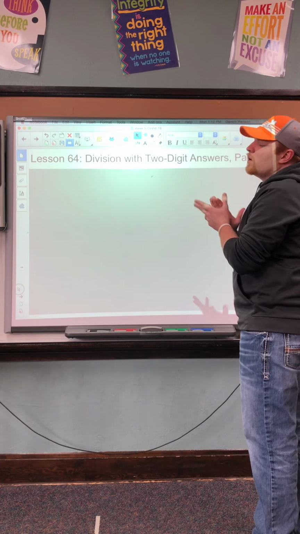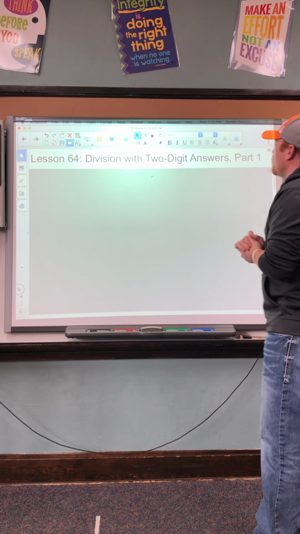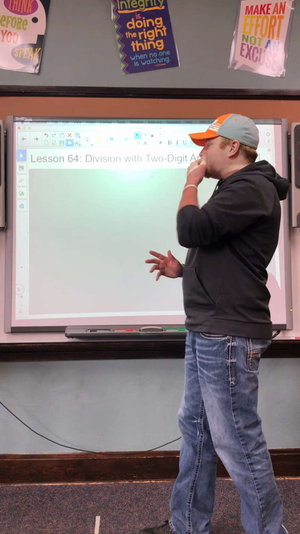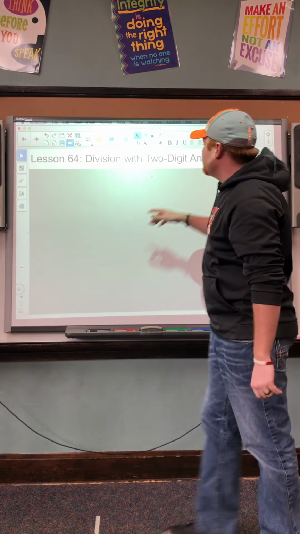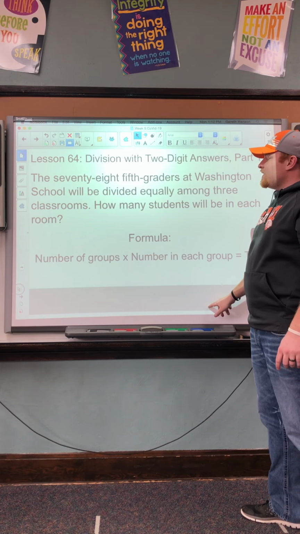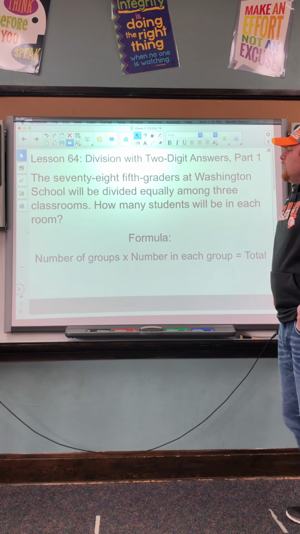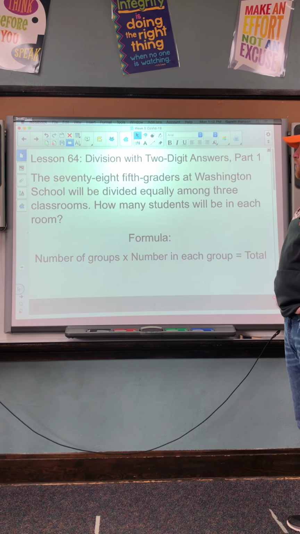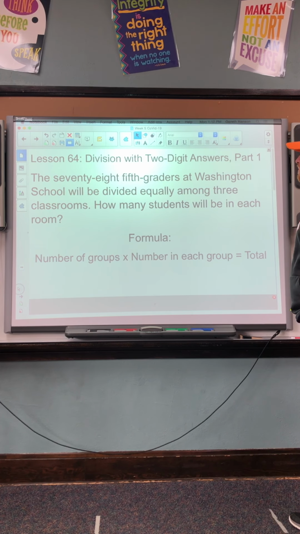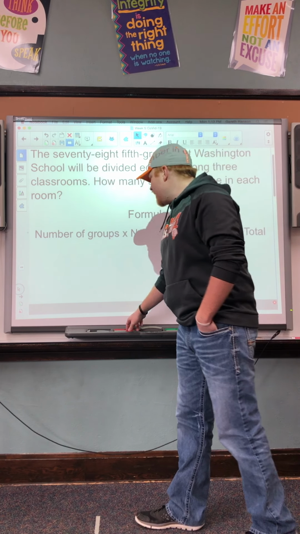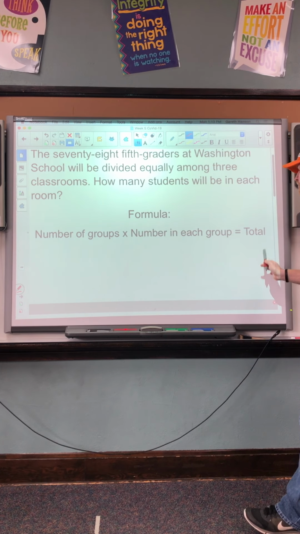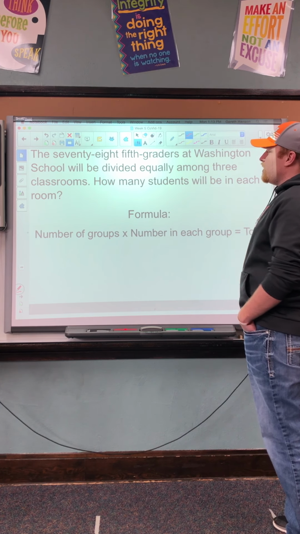All right, lesson 64. What we're focusing on today is division with two-digit answers. We're taking another step now into long division. This is your example one. The 78 fifth graders at Washington School will be divided equally among 3 classrooms. How many students will be in each room? The formula for this lesson is the number of groups times the number in each group equals the total. First we put the numbers where they belong.